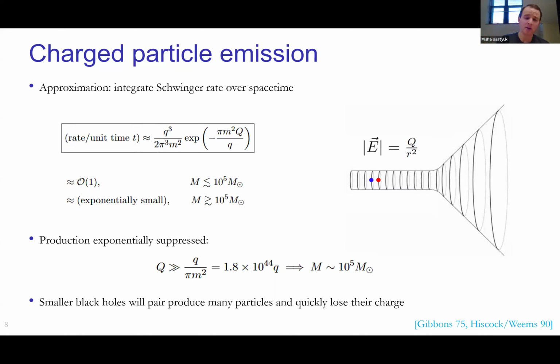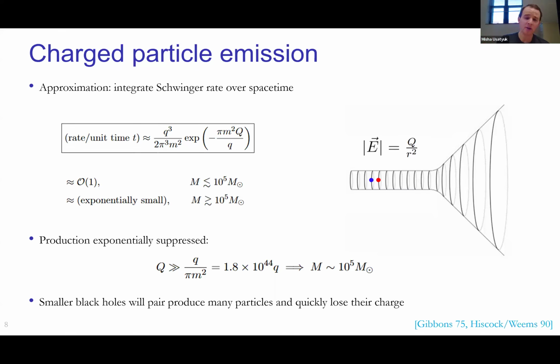So if you work it out for the electron, we find there's a critical transition point. When the black hole is larger than 10 to the 5 solar masses, this rate is exponentially suppressed. And when it's smaller than 10 to the 5 solar masses, this rate is order 1. It's really large. That's telling you that when the black hole is big enough, it's producing charged particles extremely rarely, and it's very stable to losing its charge.